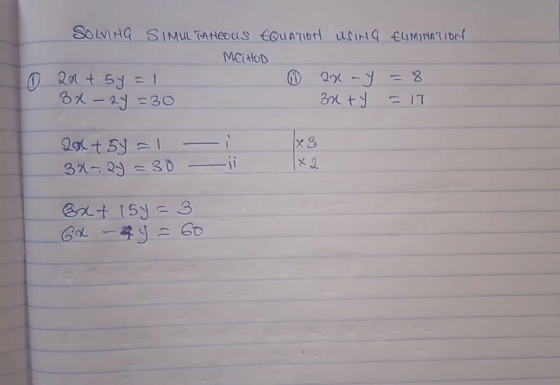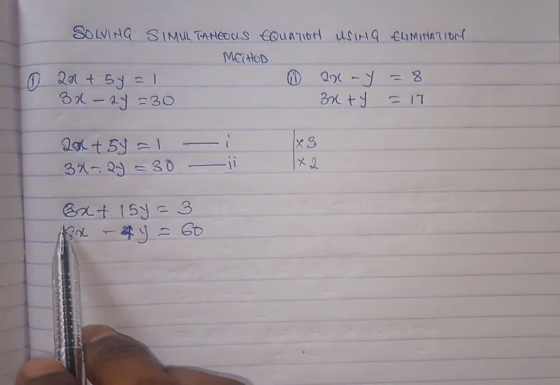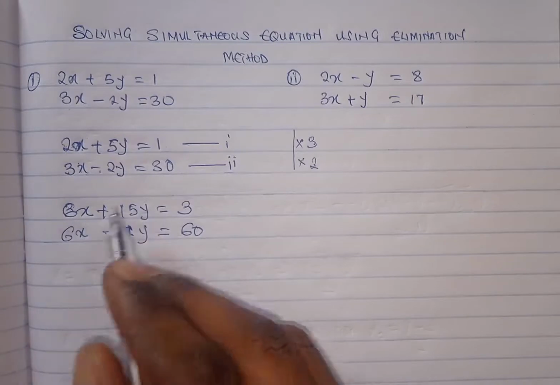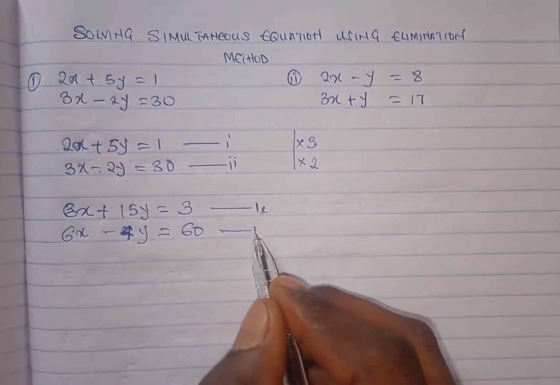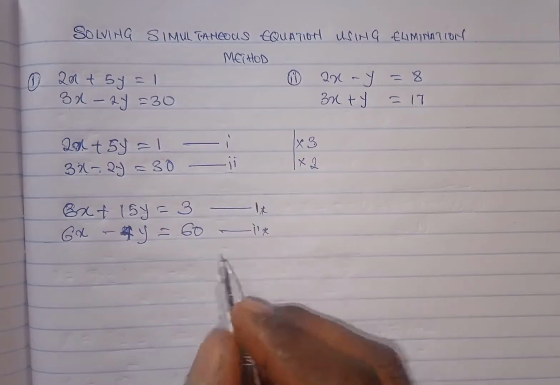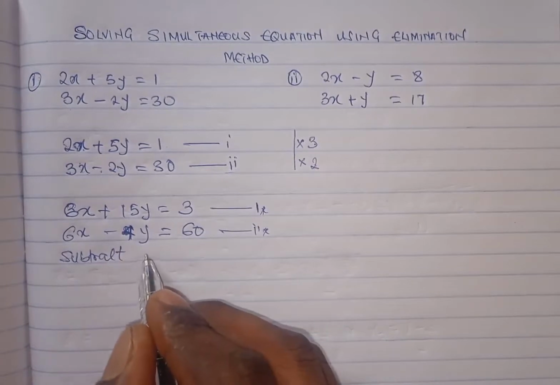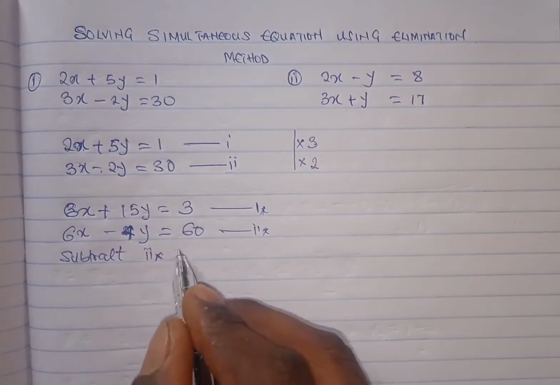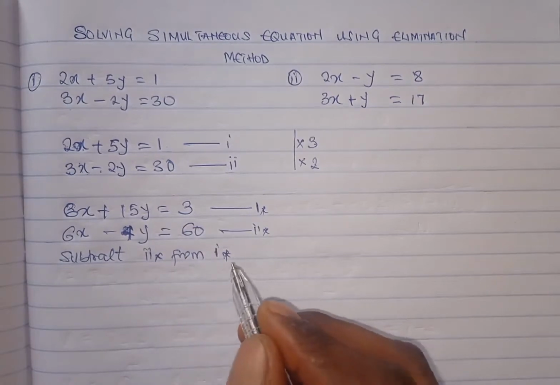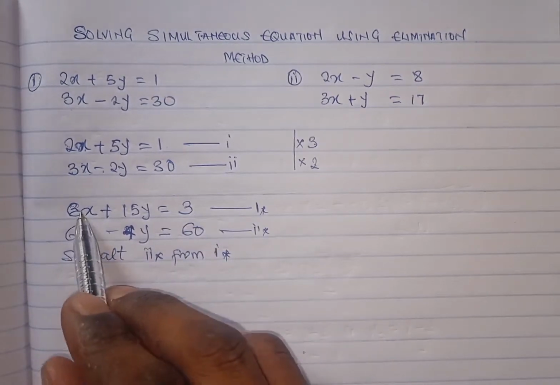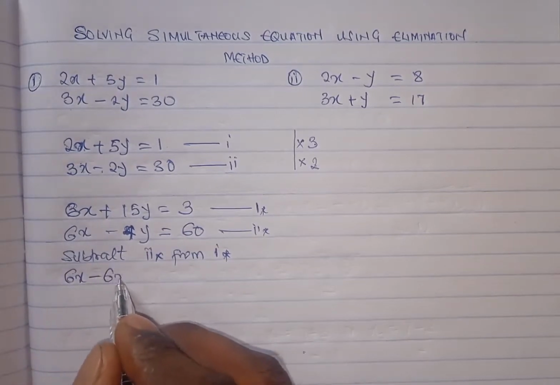So what are you going to do next? In order for you to eliminate x from these two equations, you can label this one equation 1 asterisk and equation 2 asterisk. Then you subtract equation 2 asterisk from equation 1 asterisk. What I simply mean is, I'm going to subtract this equation from this equation. So I'm going to say 6x minus 6x.